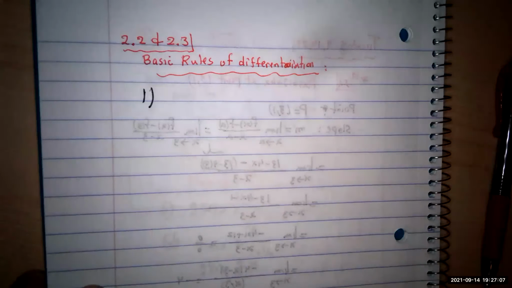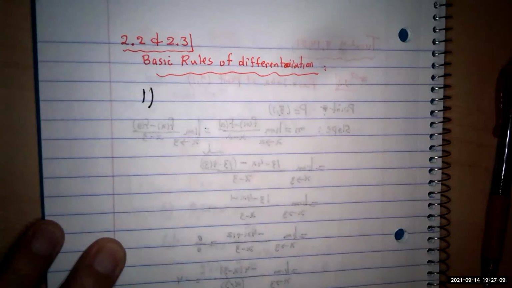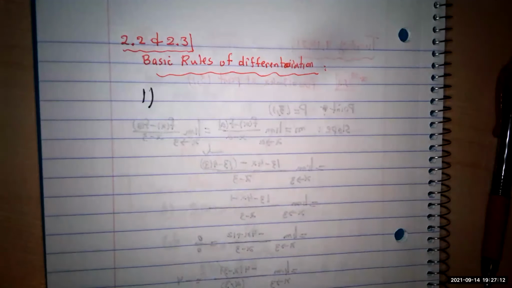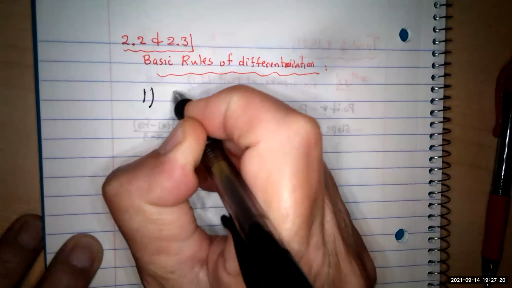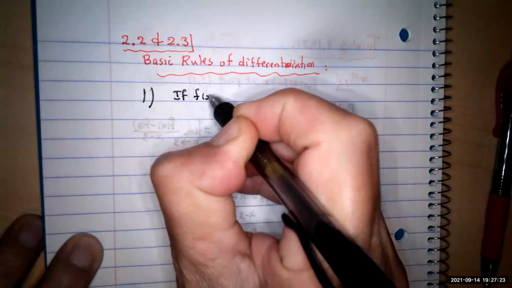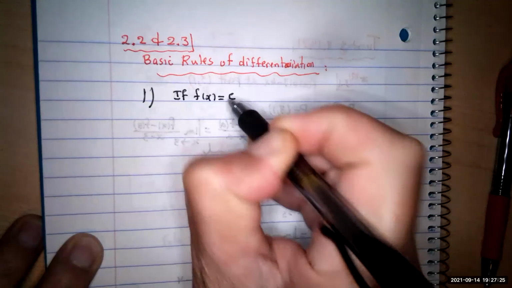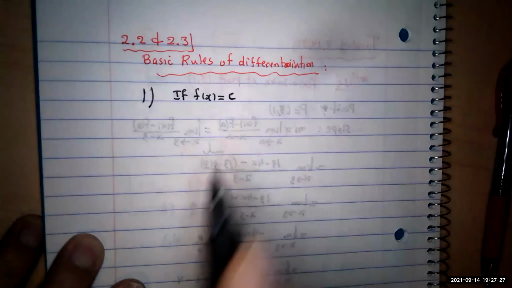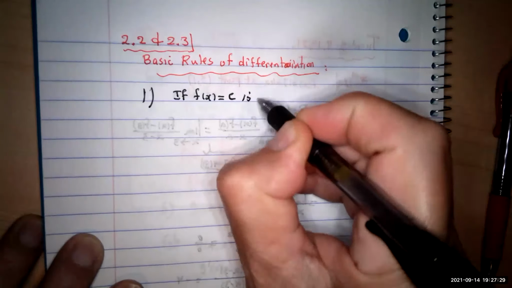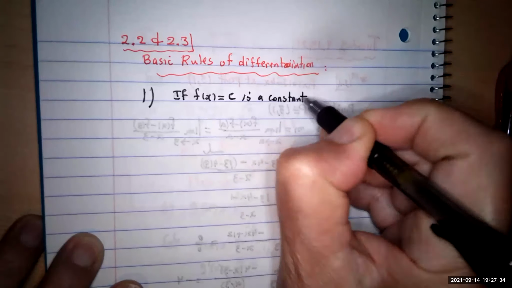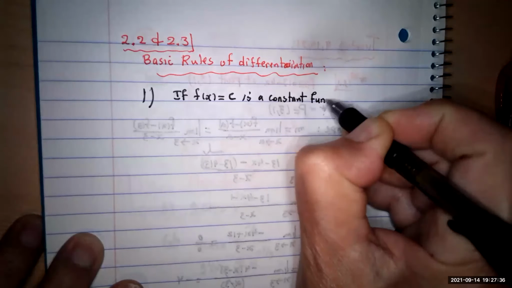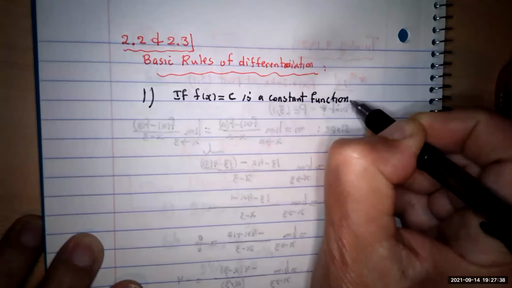The first one is if you have a constant function. Always remember, when we talk about the derivative of the function, the derivative is just the slope of a tangent line. So the first rule is, if f of x is equal to c, where c is a number, it's a constant function. We want to find the derivative of the constant function.